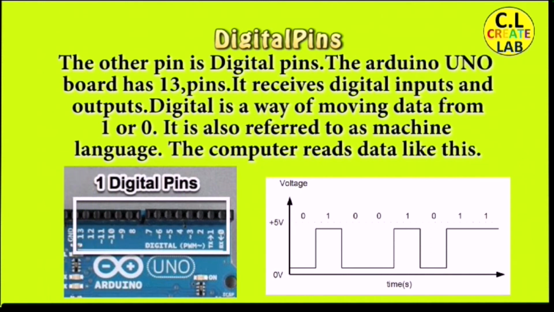Digital pins. The other pins are digital pins. The Arduino Uno board has 13 pins. It receives digital inputs and outputs. Digital is a way of moving data as 1 or 0. It is also referred to as machine language. The computer reads data like this.